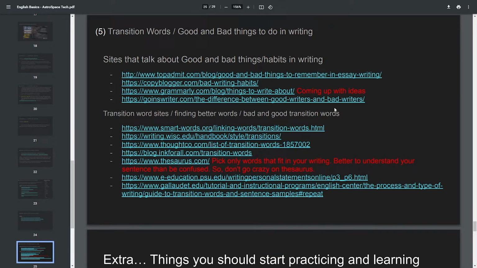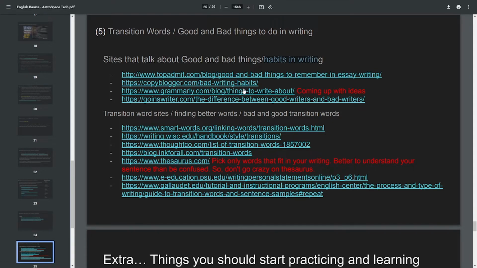And about transition words, now I'm moving over to the fifth and last key idea, transition words and good and bad things to do in your writing. Pretty much I would sit and talk about the best ones, but however, I have these great sites that you can always check out. Sites that talk about good and bad things, habits in writing. Just check these sites about good and bad things and habits in writing that you should do.